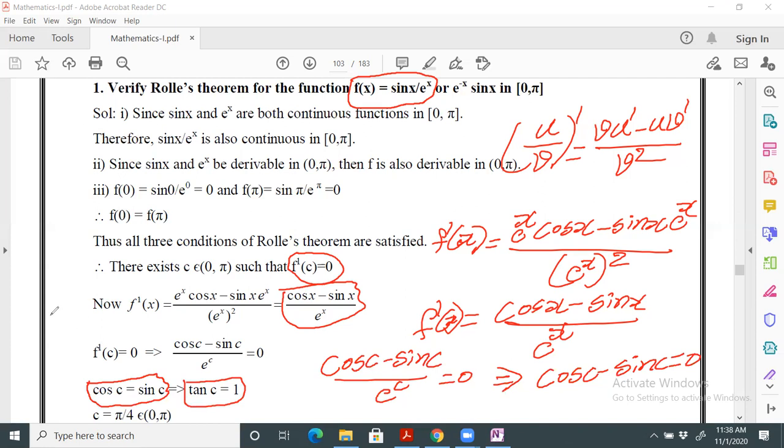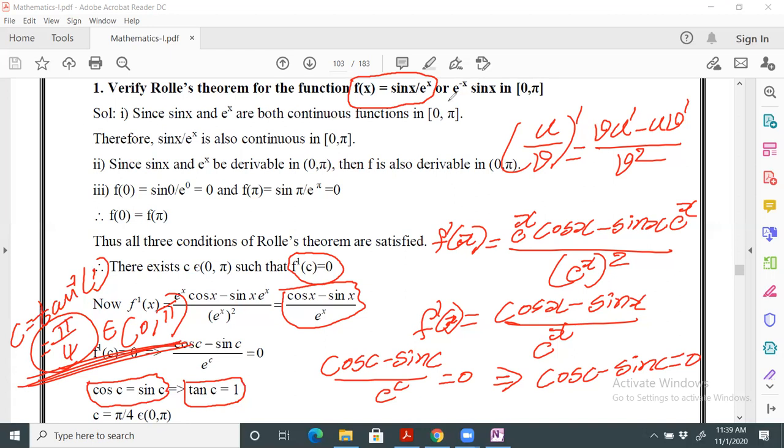From this we can say that c is equal to tan inverse of 1, which is pi by 4, that is 45 degrees. Check that pi by 4 is available in the open interval 0 comma pi. Yes, it is available. So c equals 45 degrees exists in our interval. So at least one value of c exists in our interval. Hence Rolle's theorem is verified.